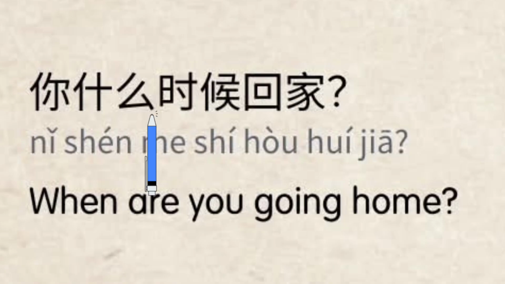你什么时候回家? When are you going home? Hope you learn it. Let's find out the vocabulary which we just learned. 什么时候. There, it is so easy.